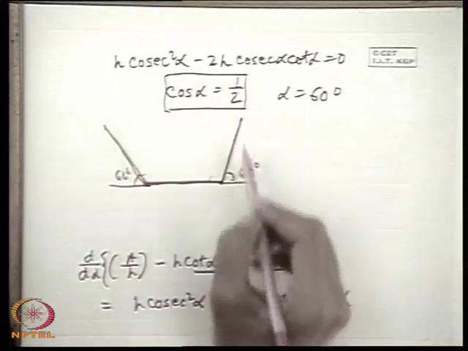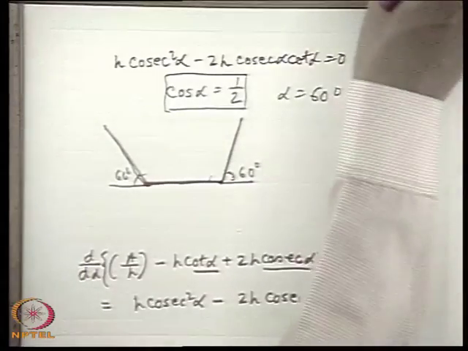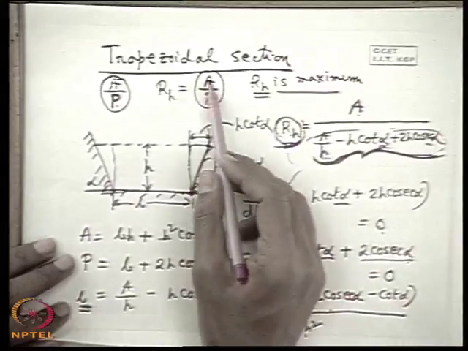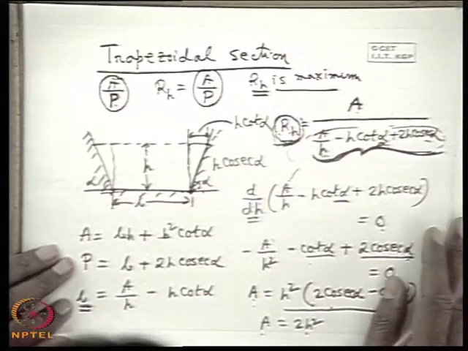So this cross section given by alpha equal to 60 degree, half of a regular hexagon, for a given depth of flow pertains to the optimum hydraulic cross section for a trapezoidal section, that means the maximum of hydraulic radius RH.